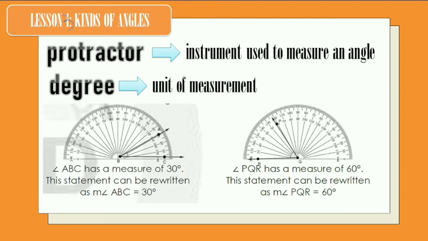So, this is an example of a protractor. Ito yung instrument na ginagamit. So, angle ABC has a measure of 30 degrees. This statement can be rewritten as: measure of angle ABC is equal to 30 degrees. Angle PQR has a measure of 60 degrees, and can be rewritten as: measure of angle PQR is equal to 60 degrees.